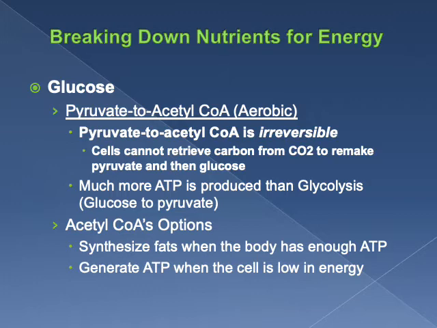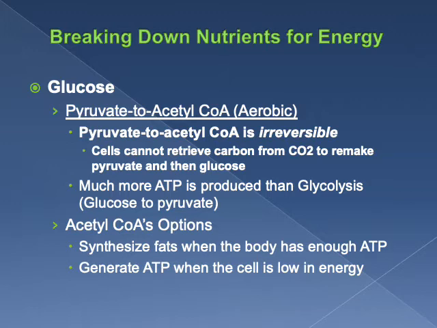So glucose to pyruvate is a reversible reaction, whereas the next step in the metabolic breakdown of glucose is from pyruvate to acetyl-CoA. And this is when oxygen is present. So this is an aerobic step. And pyruvate to acetyl-CoA is irreversible because you have pyruvate, which is a 3-carbon compound, to acetyl-CoA, which is a 2-carbon compound, because one of the carbons is lost as CO2. So cells cannot retrieve that carbon back from carbon dioxide to remake pyruvate and then back up to glucose.